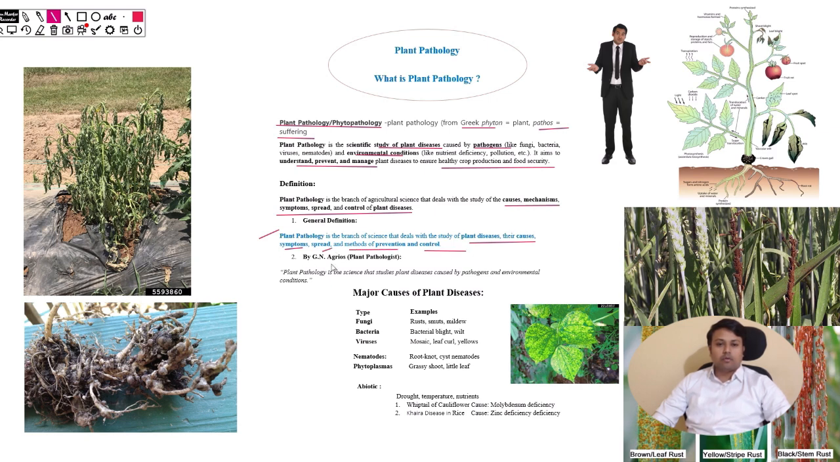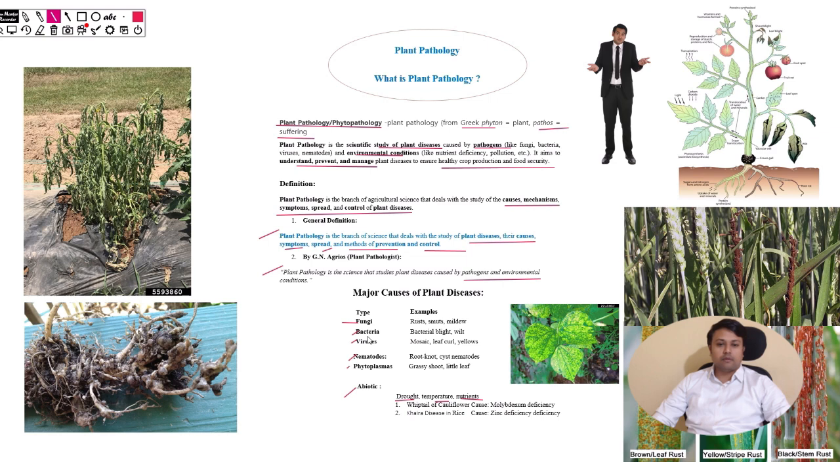One of the important books on plant pathology is by George Agrios. According to him, plant pathology is a science that studies plant diseases caused by pathogens and environmental conditions. Major causes of plant diseases are fungi, bacteria, viruses, nematodes, phytoplasma, and some abiotic conditions such as drought, temperature stress, and nutrient deficiencies. The fungi cause rusts, smuts, and mildews.